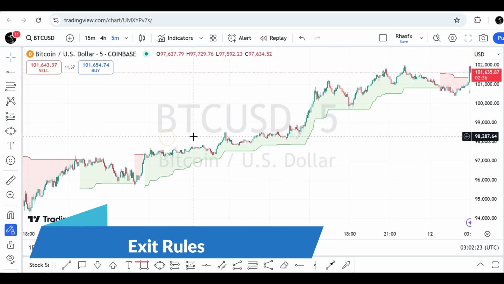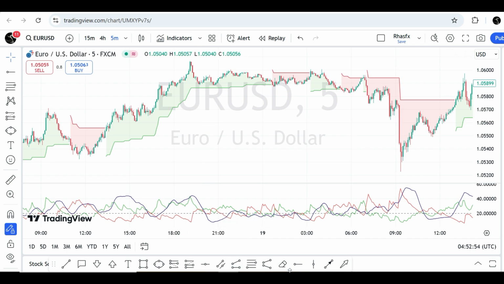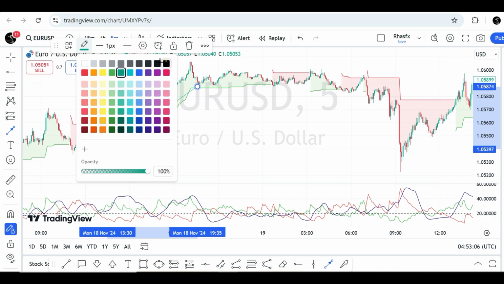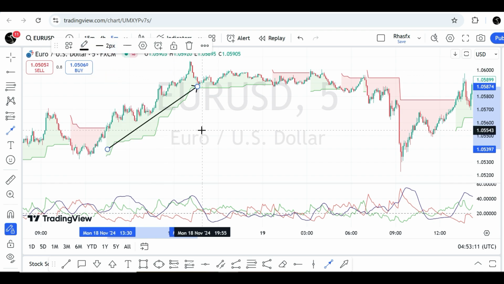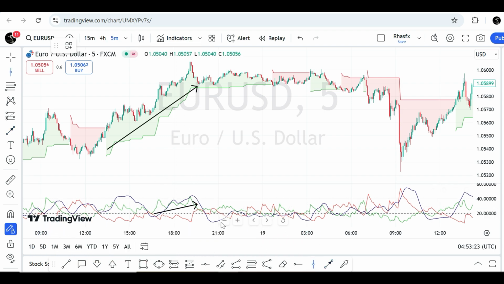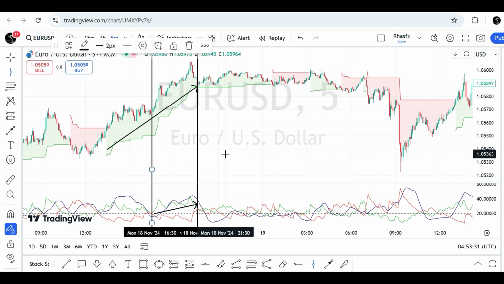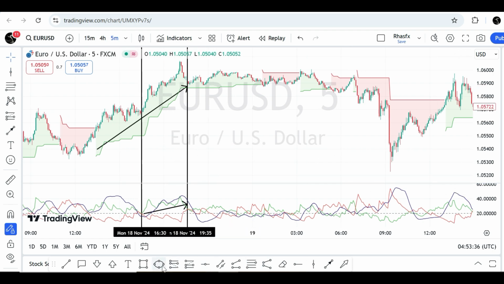Exit long: price closes below the Supertrend line during a buy trade. Alternatively, set a trailing stop loss slightly below the Supertrend line. Exit short: price closes above the Supertrend line during a sell trade. Use a trailing stop loss above the line to protect profits. Use the Supertrend line as your dynamic stop loss. Risk only a small percentage of your capital per trade.